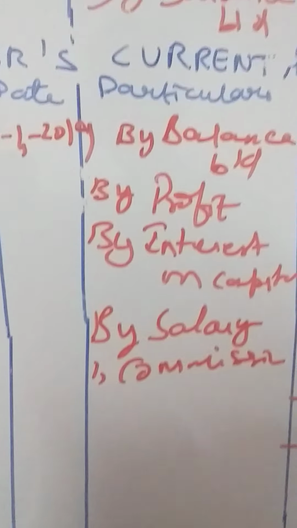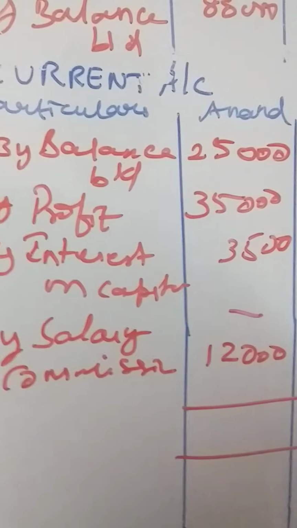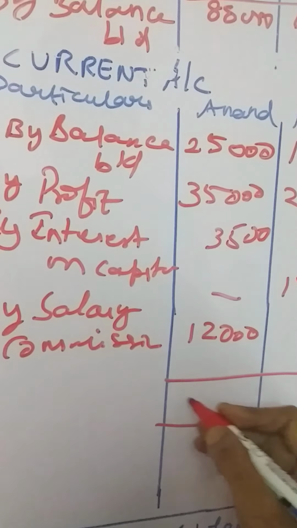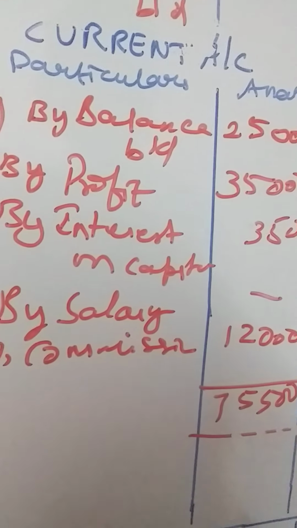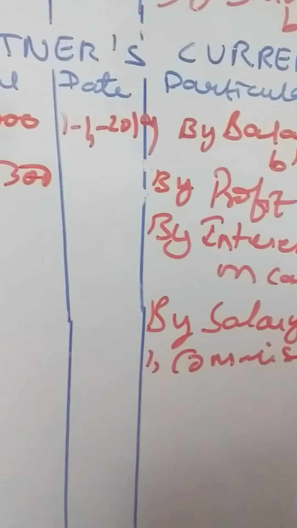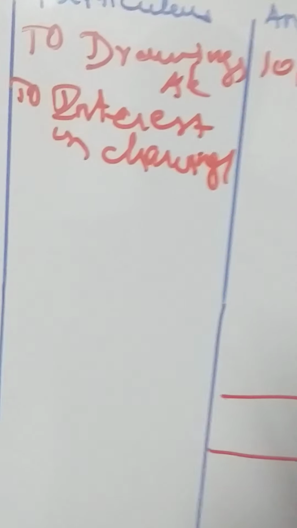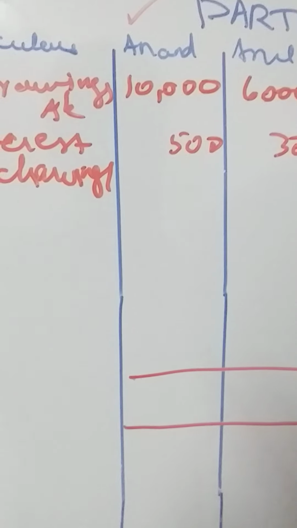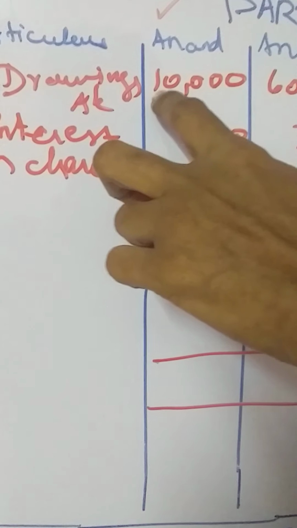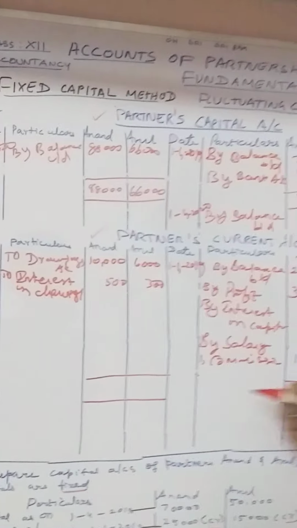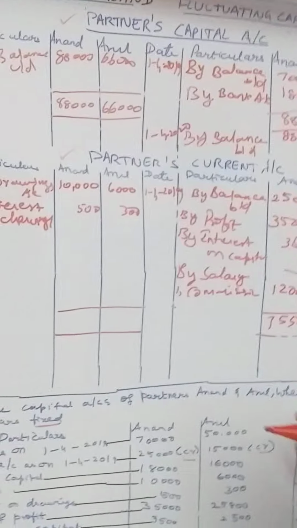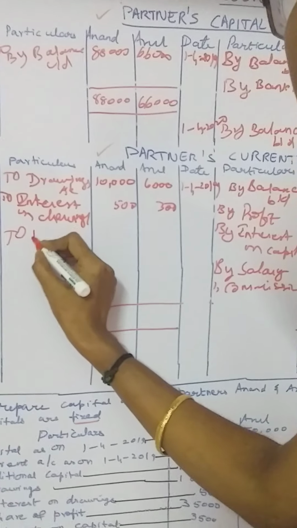Now we are going to balance the current account. Current account, Anand total is 75,500 and Arul total is 61,300. So we are totaling credit side and we are balancing the account. And debit side for Anand total is 10,500. So from 75,500 you deduct 10,500. What is the balance? That balance you have to write to balance carry down.